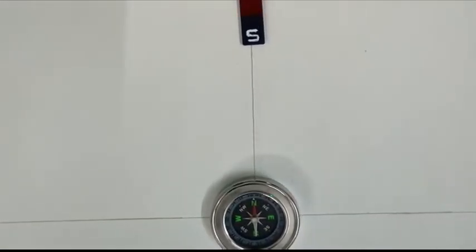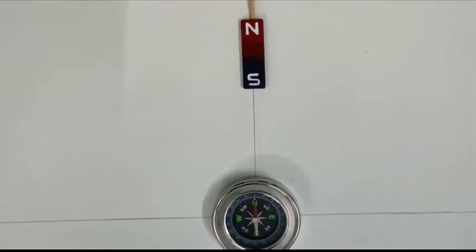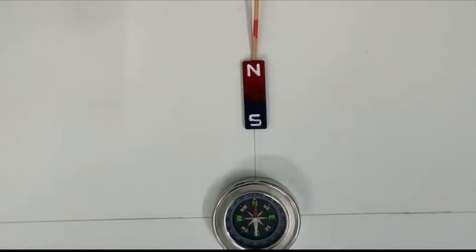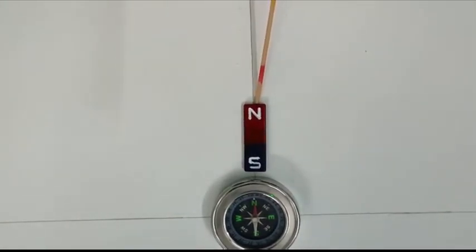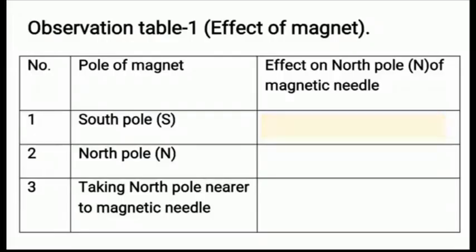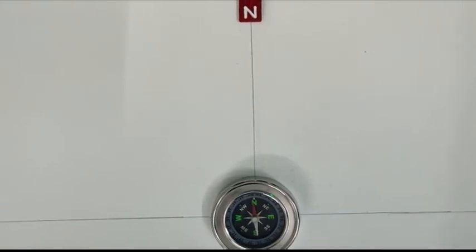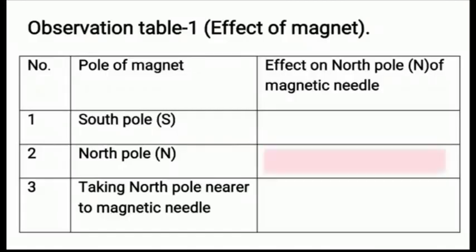In this first activity, the south pole of magnet is brought near to the north pole of the needle. Observe and note down your observation in table. Now, the north pole of magnet is brought near the north pole of magnetic needle. Observe carefully and note down your observation.